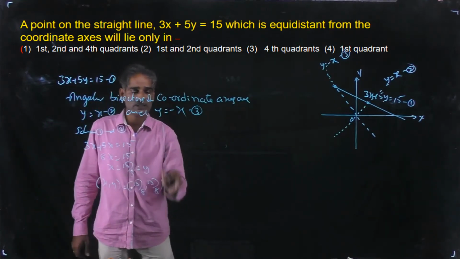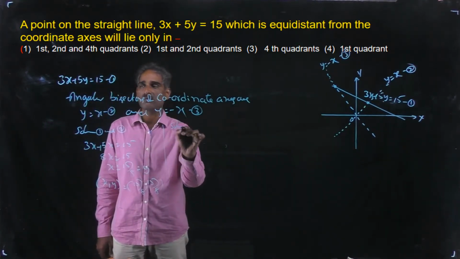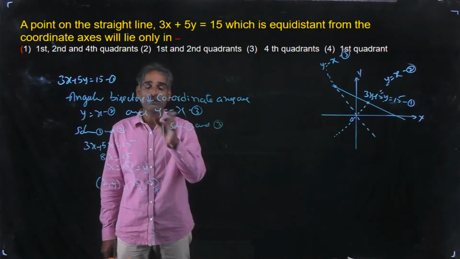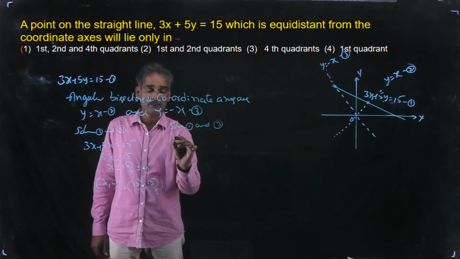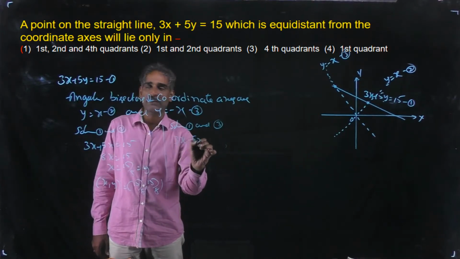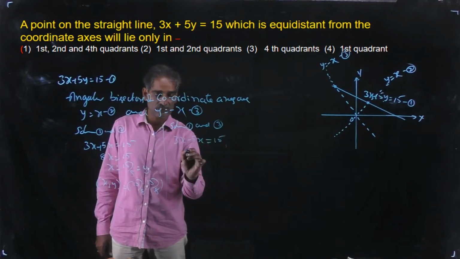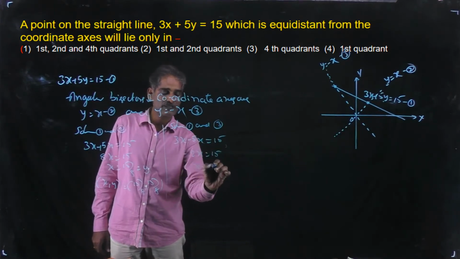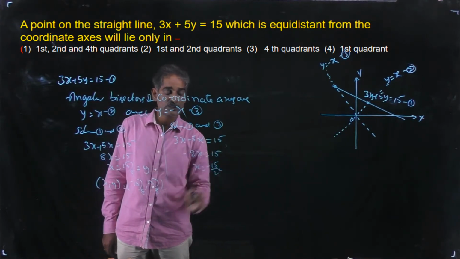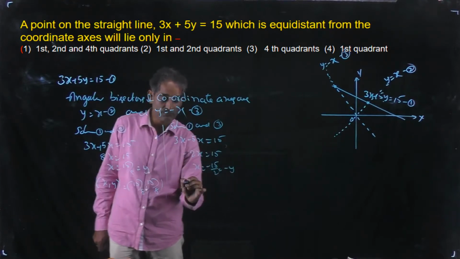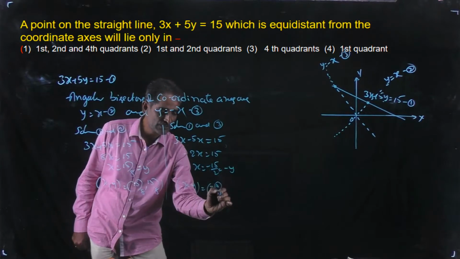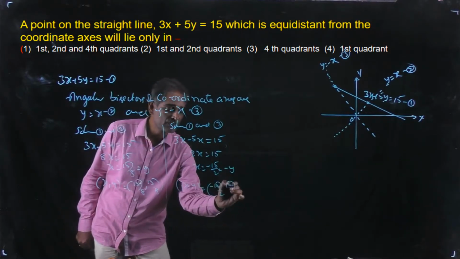Similarly solve 1 and 3. Simply substitute y equal to minus x in the equation 1. 3x minus 5x is equal to 15. Minus 2x equal to 15. x equal to minus 15 by 2. That means here the coordinates of the required point are minus 15 by 2 and 15 by 2.